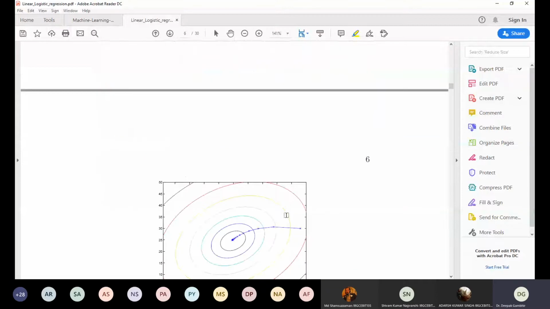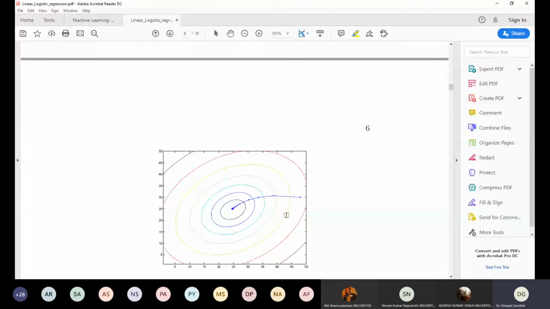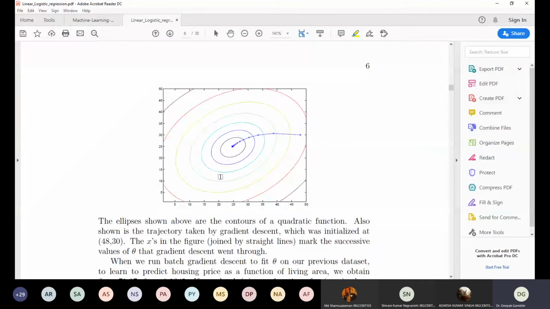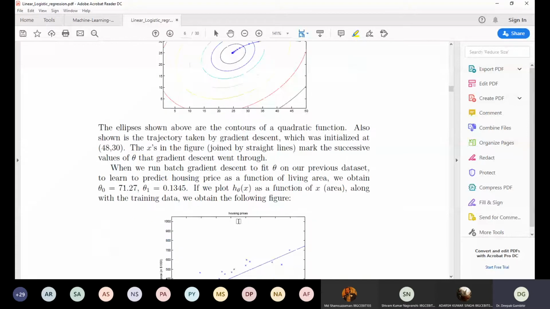This is effective when the surface has one single minimum, that is, when it has a global minimum. Then it is fine that you start with values of two parameters, say theta 0 and theta 1. In this case we started from around 48 and 28, and it keeps on moving to the minimum value, say at 25, 25.